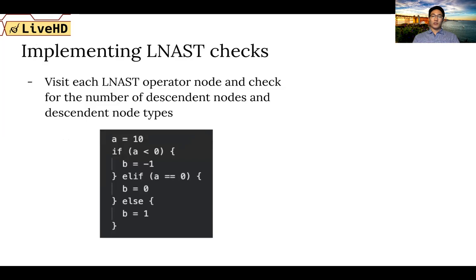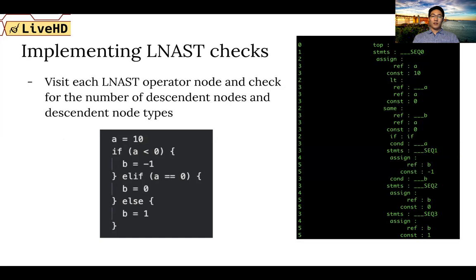With the tree-like structure of LNAST, the most straightforward method to implementing checks is to visit every single LNAST operator node, or node that corresponds to a specific operator, such as arithmetic or logical operations, and check the number of descendant nodes and descendant node types. Here's a simple if, elif, else statement, and here's the same statement in AST form from LNAST.